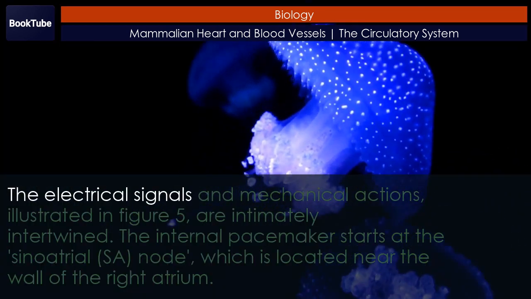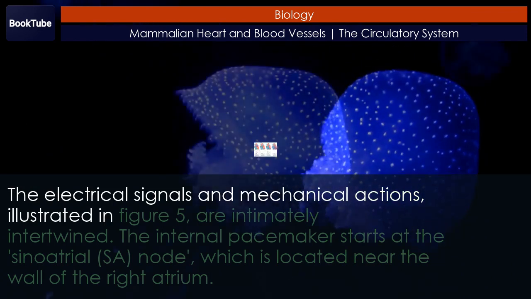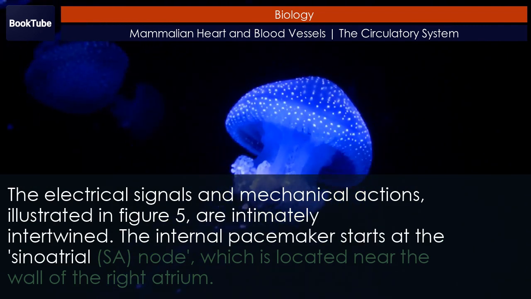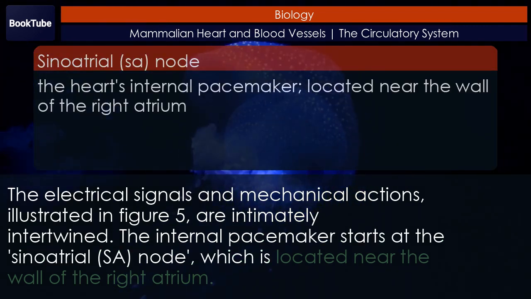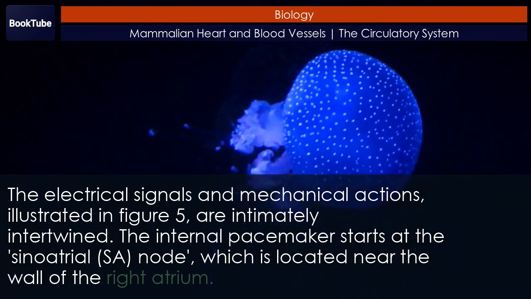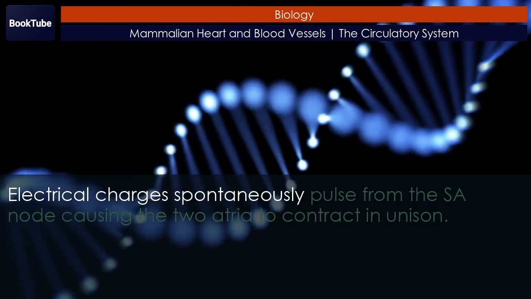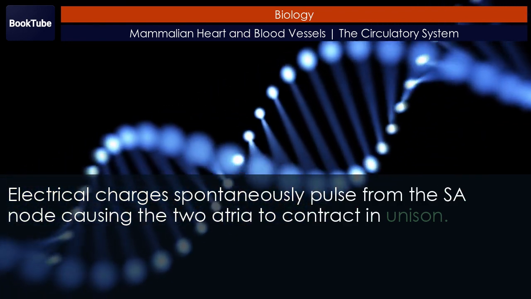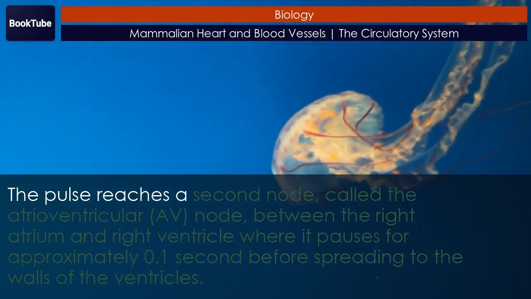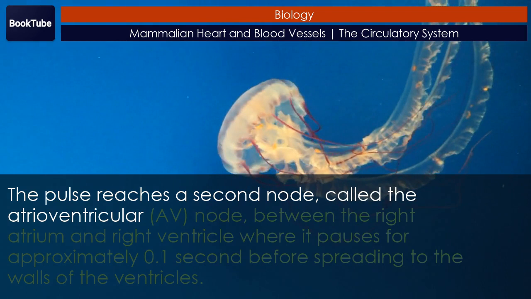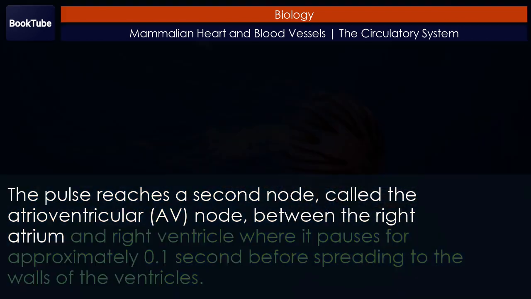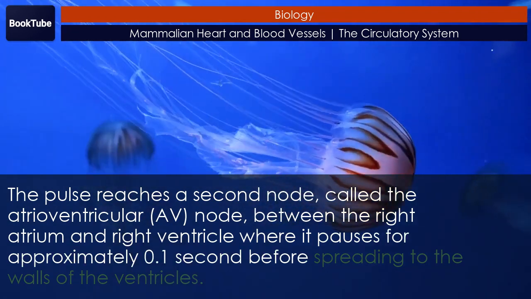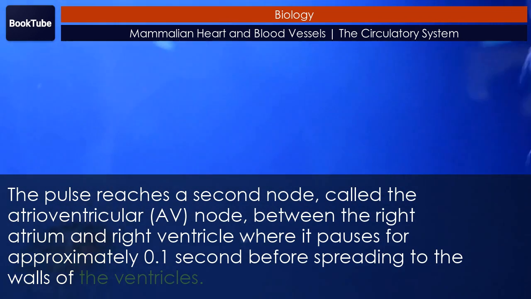The electrical signals and mechanical actions, illustrated in Figure 5, are intimately intertwined. The internal pacemaker starts at the sinoatrial SA node, which is located near the wall of the right atrium. Electrical charges spontaneously pulse from the SA node, causing the two atria to contract in unison. The pulse reaches a second node, called the atrioventricular AV node, between the right atrium and right ventricle, where it pauses for approximately 0.1 second before spreading to the walls of the ventricles.